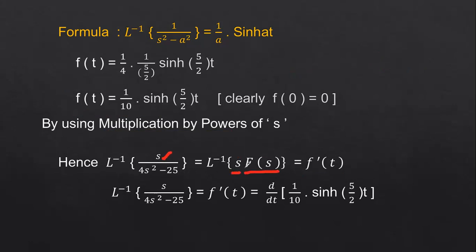s term, s power 1. So if it is s power 1, you have to differentiate only one time with respect to this f of t function. So we got this f of t is equal to 1 by 10 sinh of 5 by 2 into t. So you have to differentiate this f of t one time. That's why this Laplace inverse of s by 4 s square minus 25 is equal to f dash t.